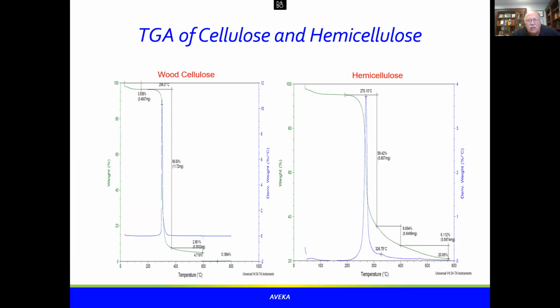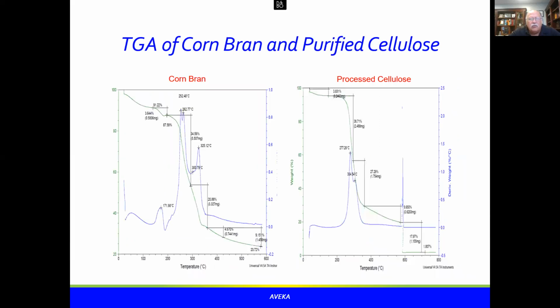You might not be able to see this, but the decomposition of cellulose is listed at 300 degrees, and the decomposition of hemicellulose is listed at about 270 degrees. And these are really tight peaks, so it's almost like taking an infrared analysis, a quantitative infrared analysis of this material. So let's just take a look at the corn bran that we started with. You can see there's a couple peaks around 270, and there's a peak around 300, 325 actually, and then there's another peak out here at 400.